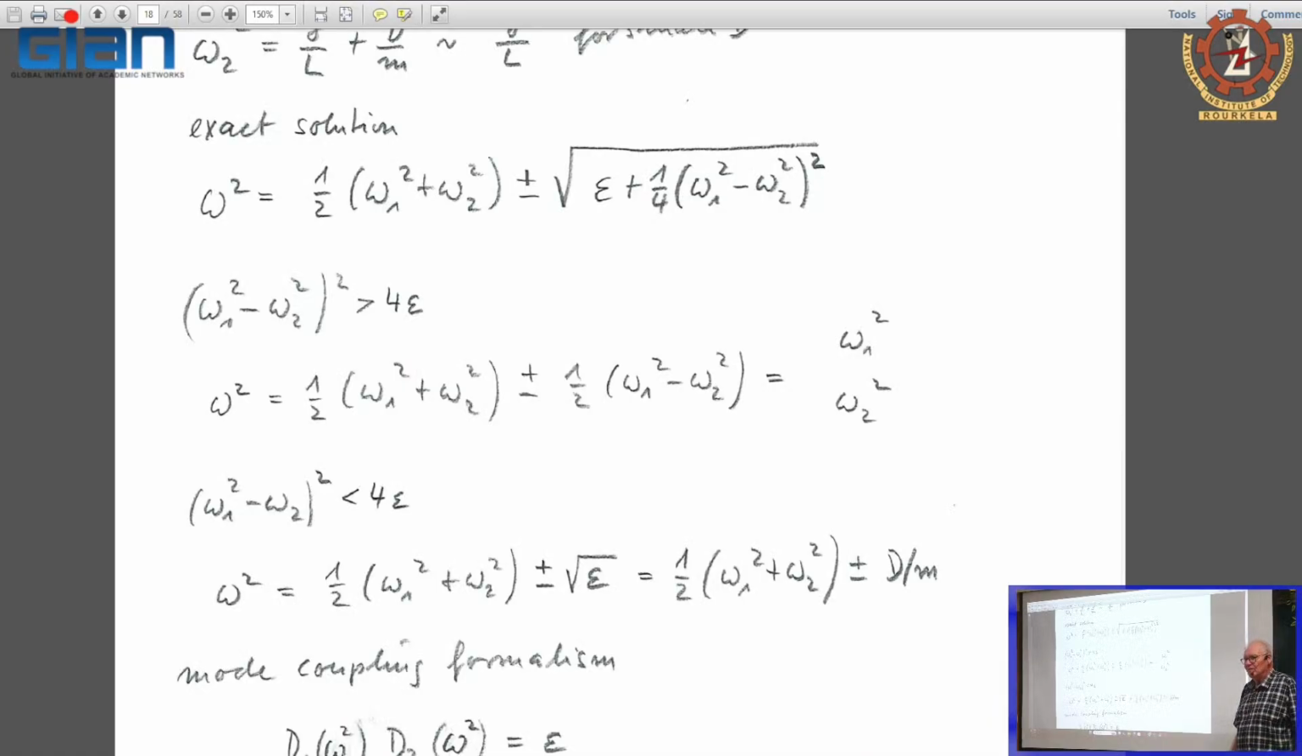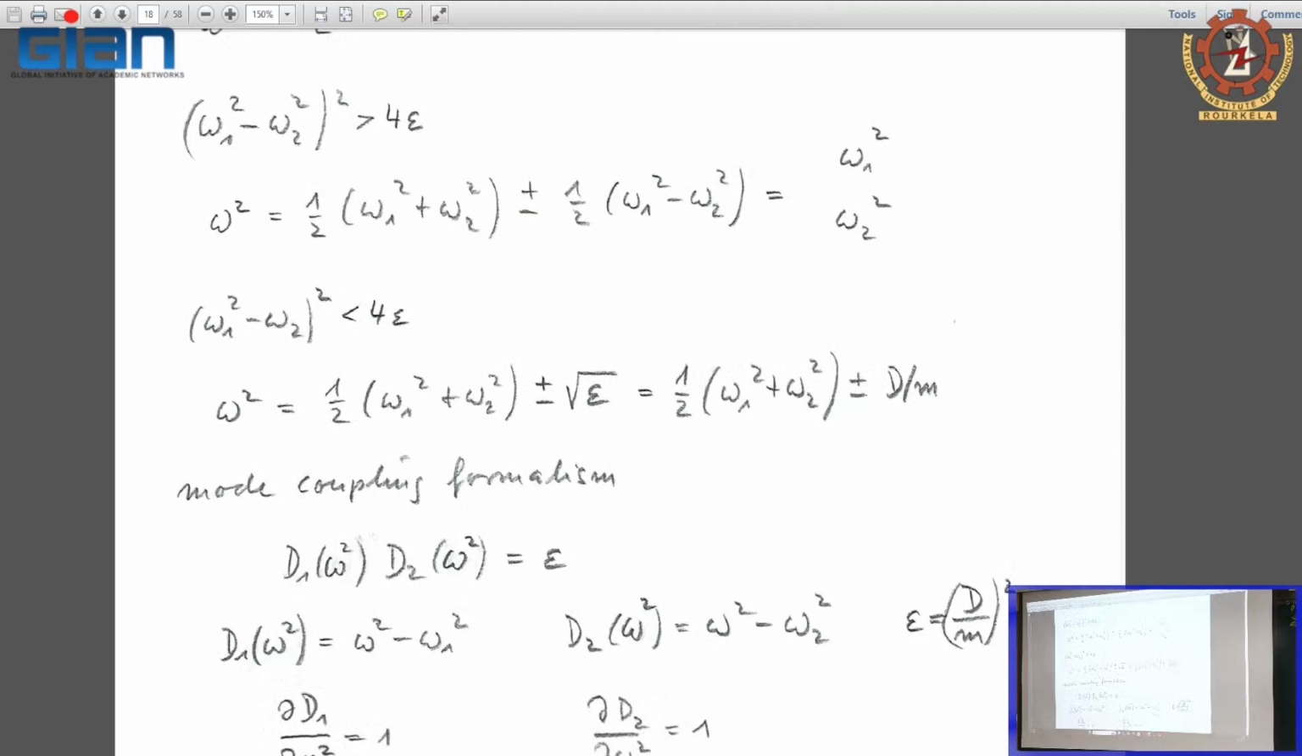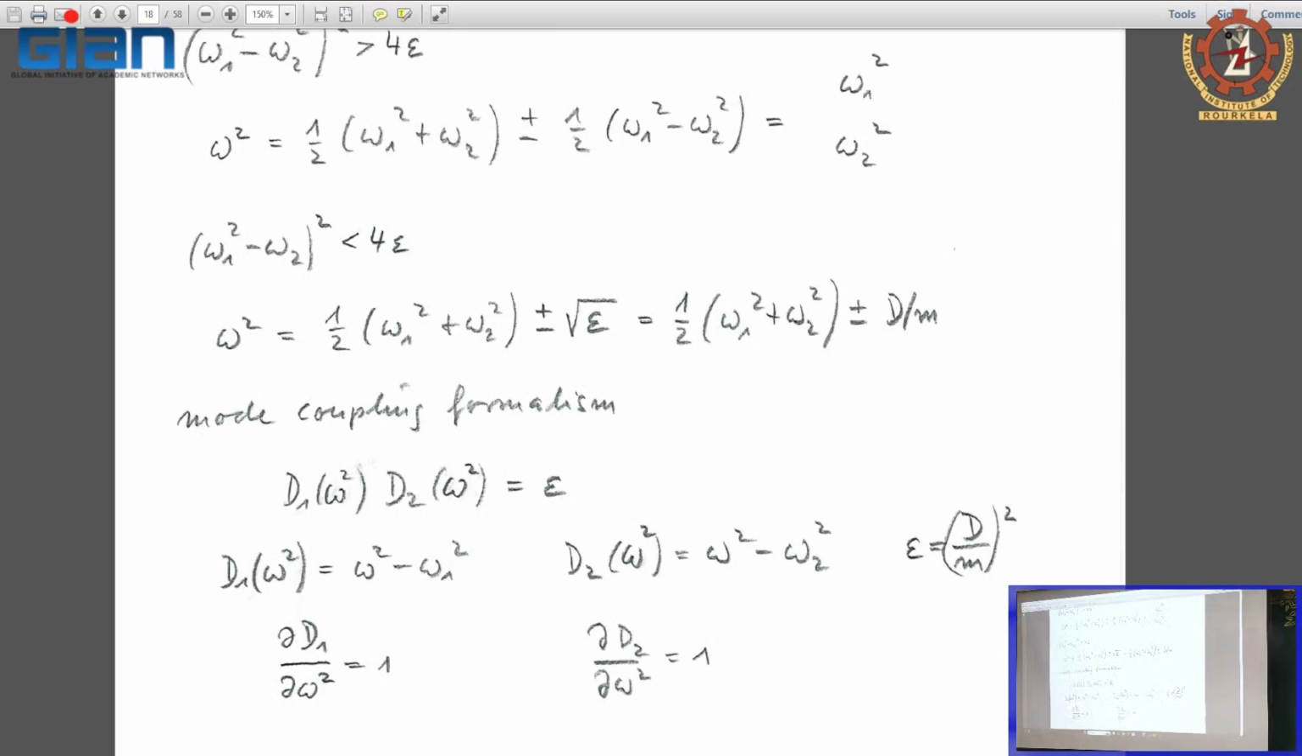Once we apply the mode coupling formalism to this system, we arrive at D1 of omega squared times D2 of omega squared is equal to epsilon. The D1 is omega squared minus omega 1 squared, and there is a similar relation for D2. The epsilon is (d over m) squared. So we have two dispersion relations, and we have a coupling between these two, and we can apply the coupling formalism.